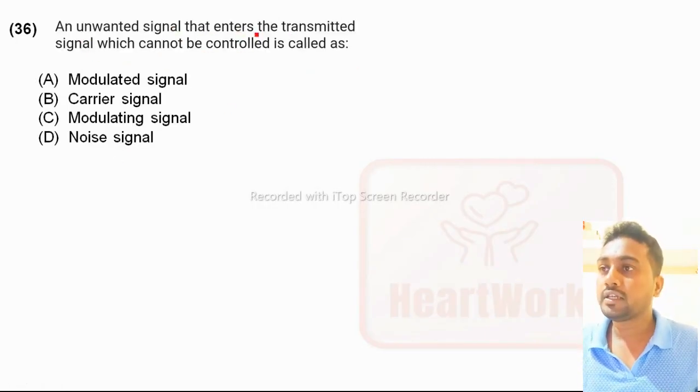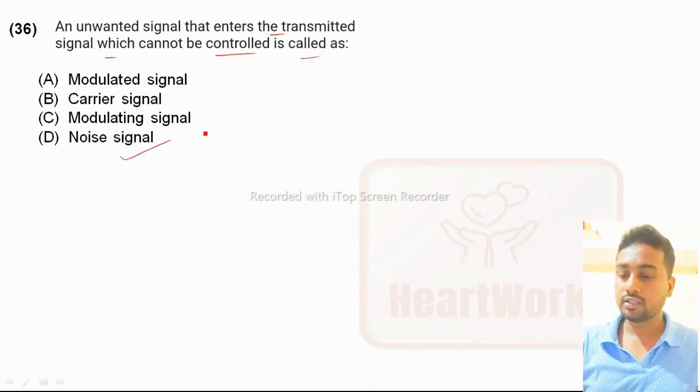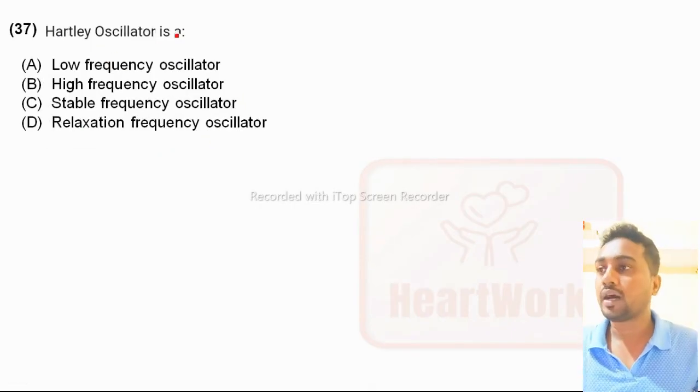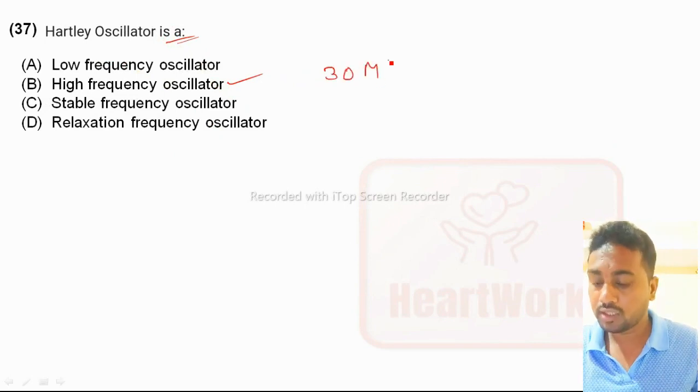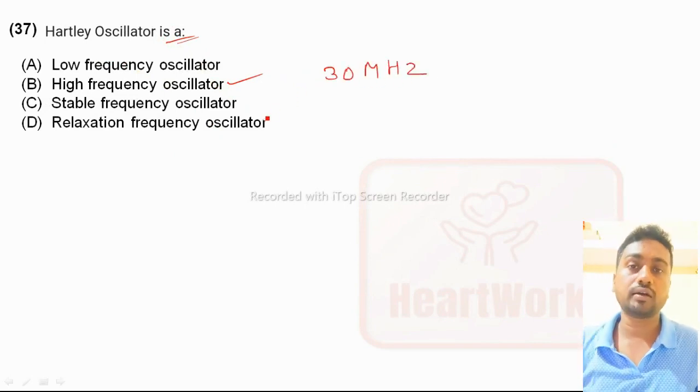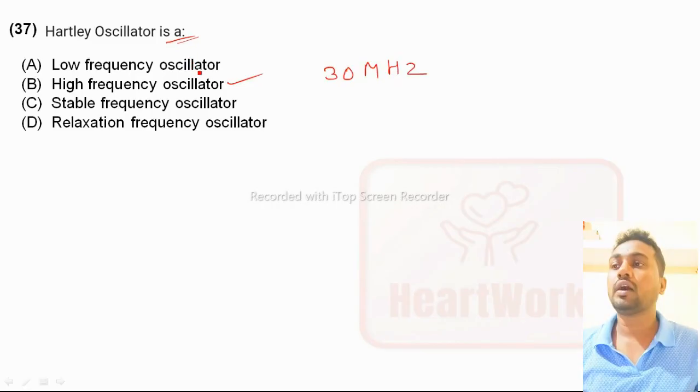An unwanted signal that enters the transmitted signal and cannot be controlled is called a noise signal. Next, the Hartley oscillator. The Hartley oscillator is a high frequency oscillator because it uses frequencies up to 30 megahertz. That's why the Hartley oscillator is a high frequency oscillator.